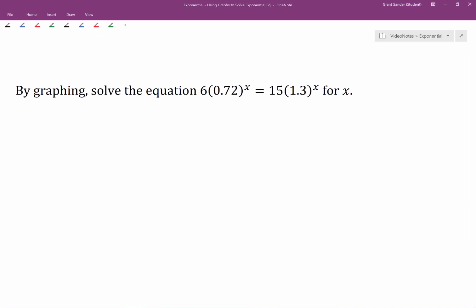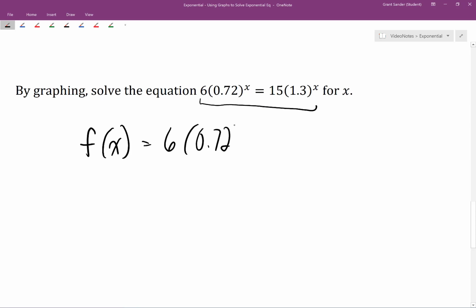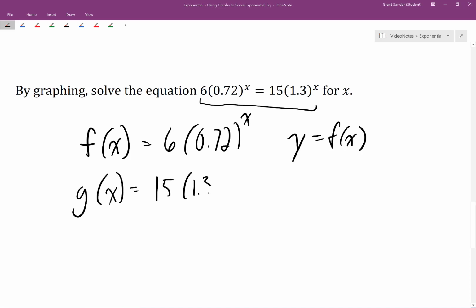By graphing, let's solve this equation, 6 times 0.72 to the x equals 15 times 1.3 to the x. This looks like kind of a scary equation. Let's start by defining a couple functions. First of all, let's look at the left-hand side and write that as a function. f of x equals 6 times 0.72 to the x, where y is equal to f of x. And then the right-hand side we'll write as g of x. So g of x equals 15 times 1.3 to the x, where y is equal to g of x.